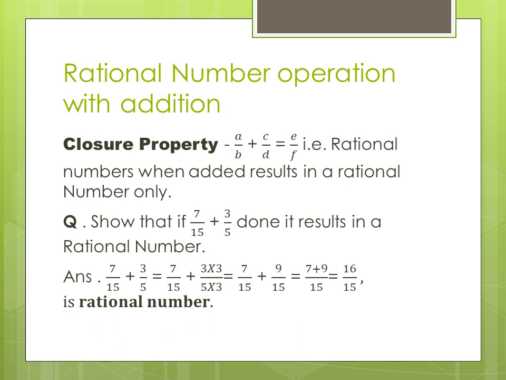To show this, we can look at this example, 7 by 15 plus 3 by 5. Now how to solve it? First of all, the denominators: one is 15, another is 5, so we have to take the LCM. The LCM of 15 and 5 is 15. So we have to make both denominators 15. For that, we multiply and divide 3 by 5 by 3, and we get 9 upon 15. Now we can solve it. 15 in the denominator, 7 plus 9 in the numerator, we get 16 by 15, which is also a rational number.